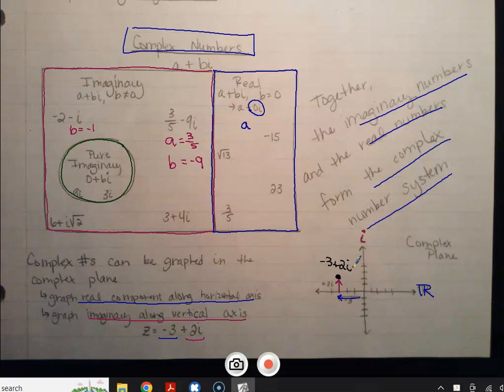So instead of having an x and a y coordinate, that's the part that's different, we have this number, this z equals. Remember, because it's in that form, a plus bi, the a part is graphed horizontally, the b is graphed vertically. All right, so let's move over to page 2.